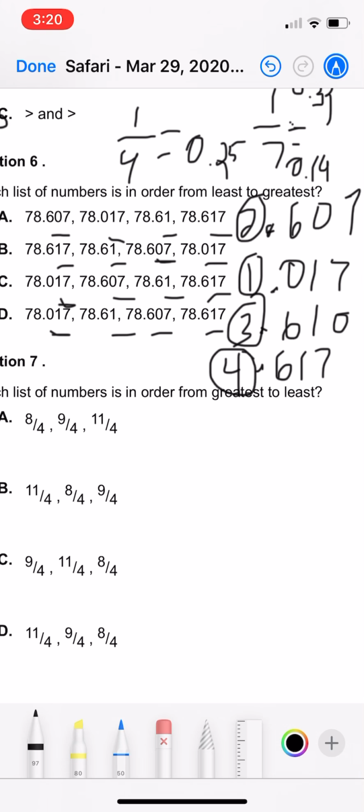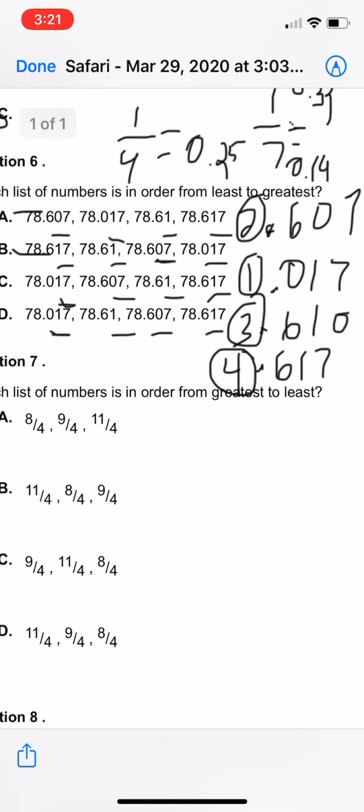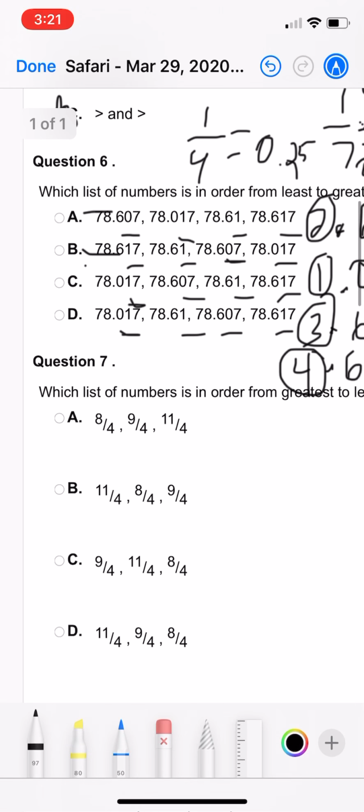So let's just see the order that has that. So A starts with 607, so it's not going to be A. It's not going to be B, because that's 617. But C and D start with 0.017. The next number should be 607, which is, I guess, C. Choice letter C would be our answer there.